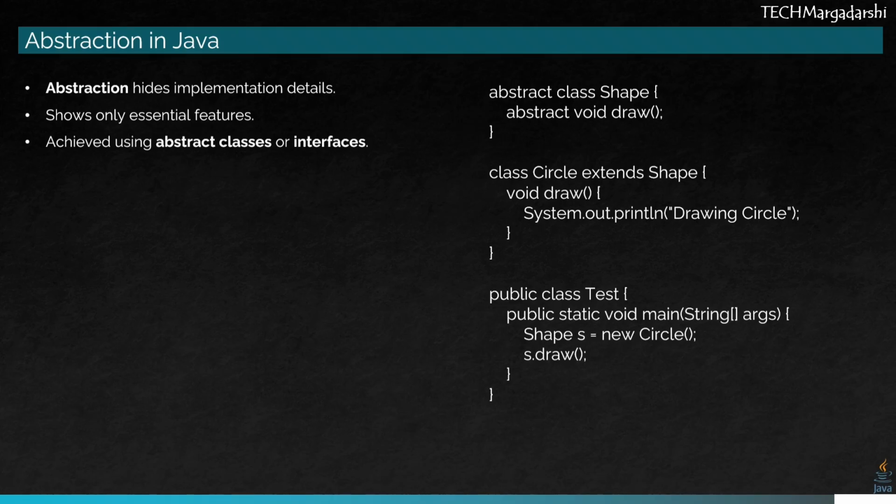Using abstraction in main method. In the main method, we create a reference of the abstract class shape, but we assign it a circle object. Shape s equals new circle. When we call s.draw, Java calls the draw method of the circle class. The user only knows that a shape is being drawn. The internal details are hidden.